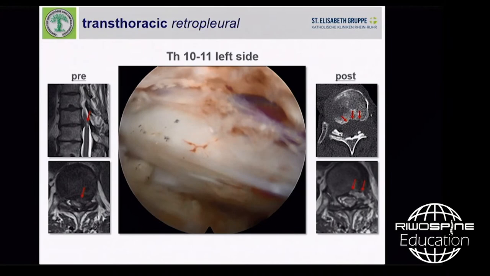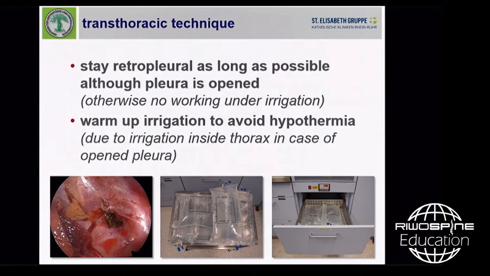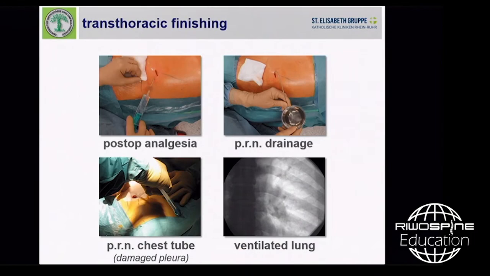Yeah. So what can we say? Stay retropleural as long as possible. Also, when you open the pleura at the beginning, warm up the irrigation. Yeah, you're very close to the thorax, to the thoracic area, to the heart. Yeah, and you have to be careful due to the body temperature. And finishing, we don't use a drain. We just do that maneuver to get out the air. That's very, very rare. We do it only in a damaged pleura.